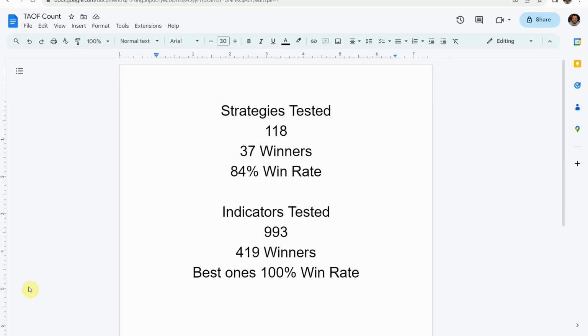We've also tested a total of 993 indicators with 419 of them being winners. Now keep in mind that we test most of these indicators and strategies on the Forex and crypto market, but they can be applied to just about any market and time frame universally.